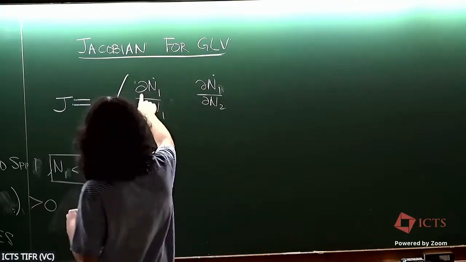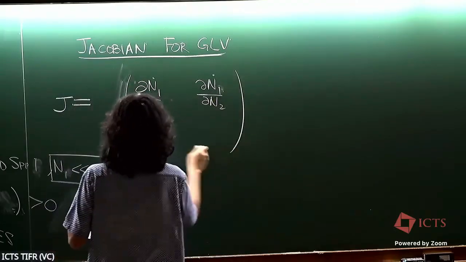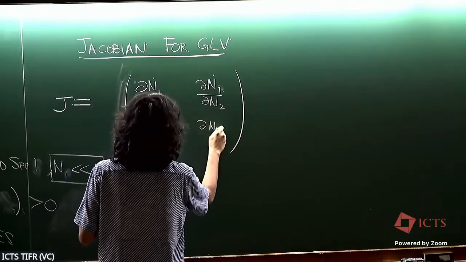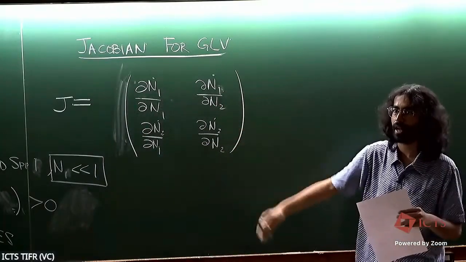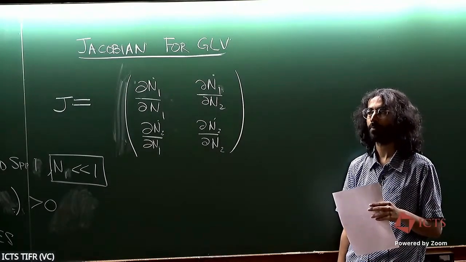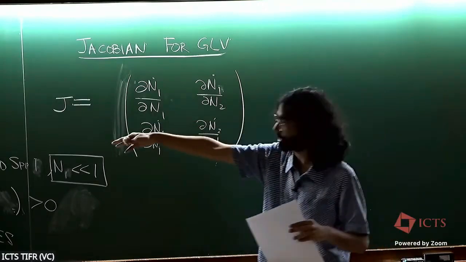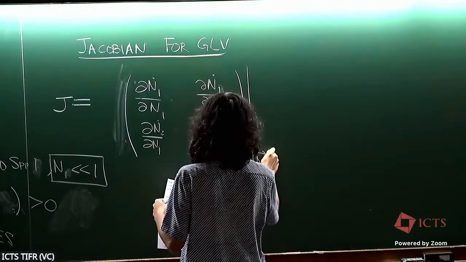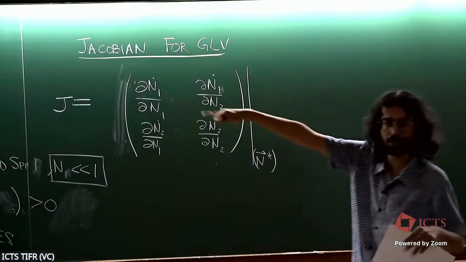You're taking del n1 dot over del n1, del n1 dot over del n2, del n2 dot over del n1, and del n2 dot over del n2. And in particular, this is just a function, right? You kind of want this to be a matrix that's evaluated at some point. So what point do we care about evaluating this Jacobian at? At the coexistence fixed point that we care about, right? Which is this thing that I wrote over here. So I'll just call that n vector star for convenience, right? It's n1 star comma n2 star, which is that entire thing.